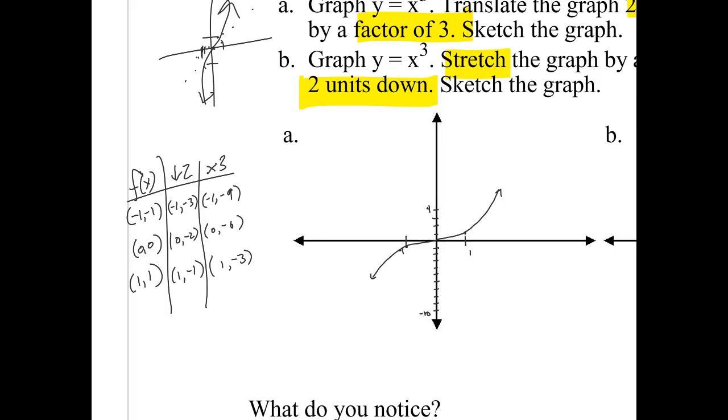Okay, so we've got our parent graph, f of x. But then when I go to graph this next one, it should look the same, just vertically skinnier and moved down by 2. What I see here is I go to (-1, -9). Okay, so that looks like it's moved way down, and so it might be stretched. (0, -6), so right here. And then (1, -3).